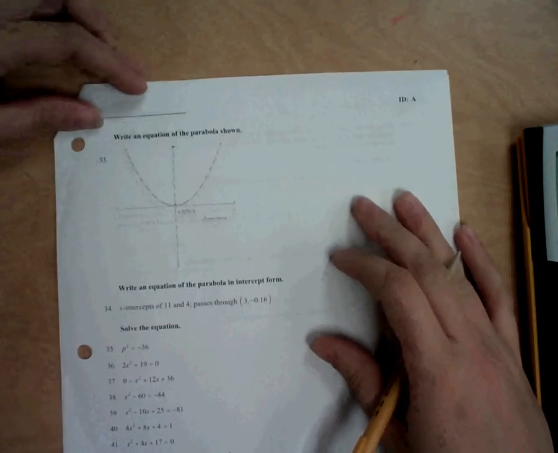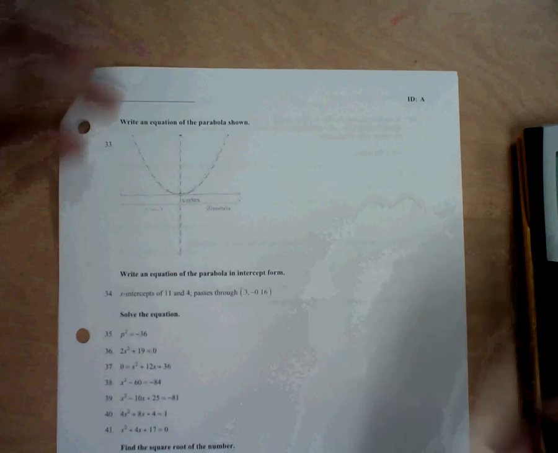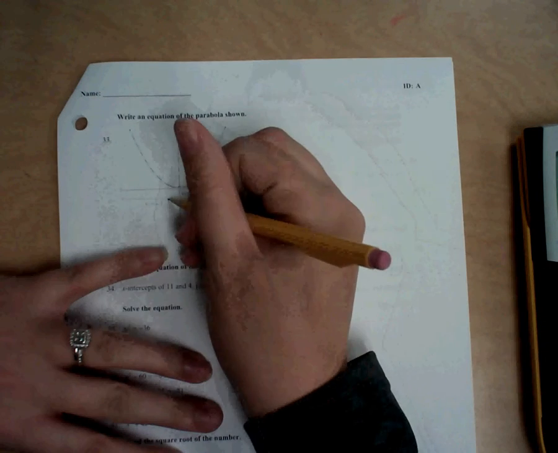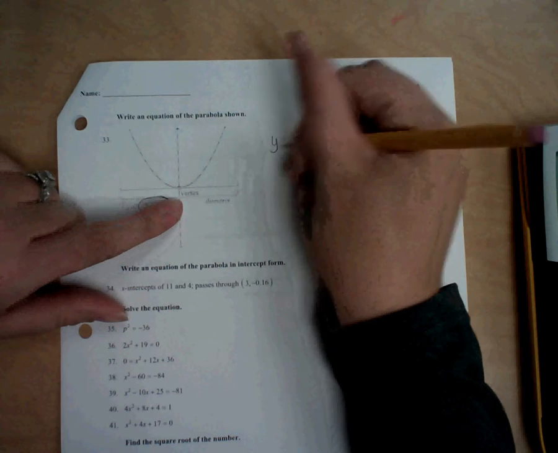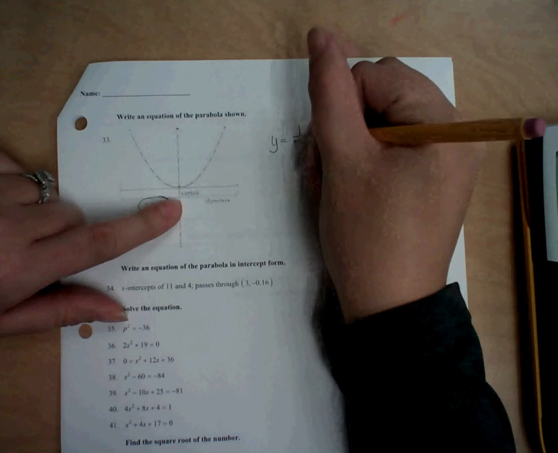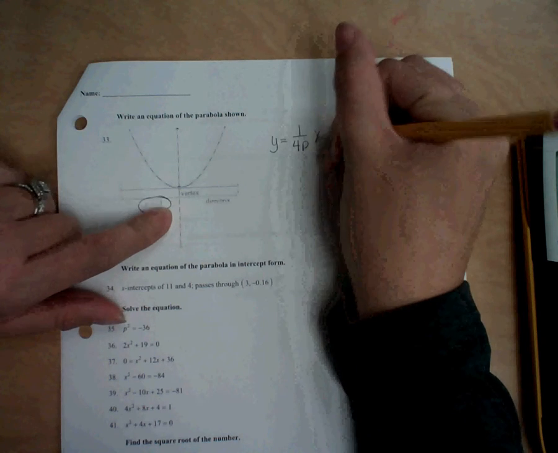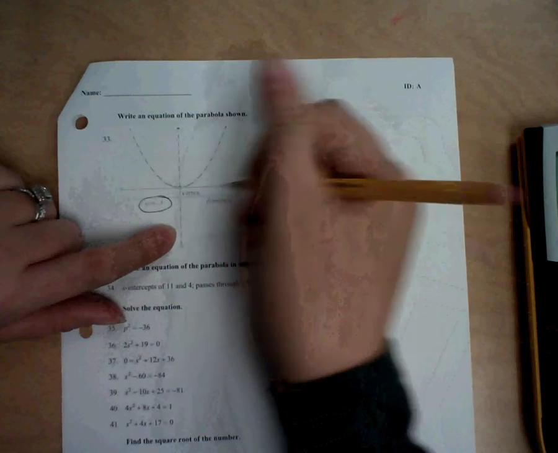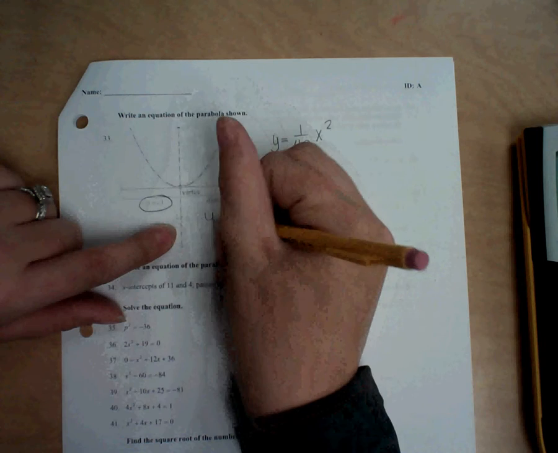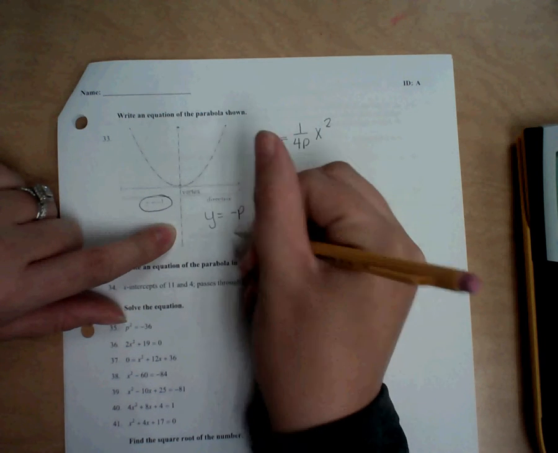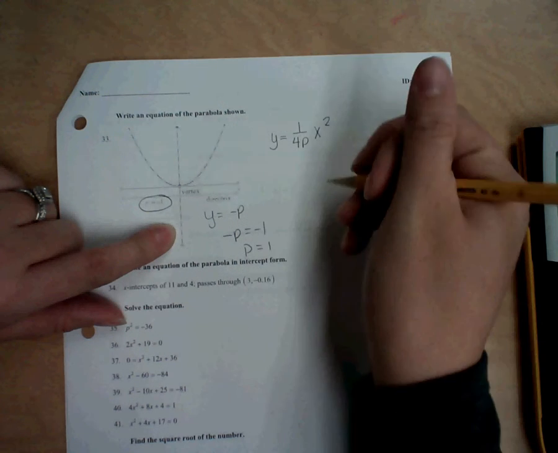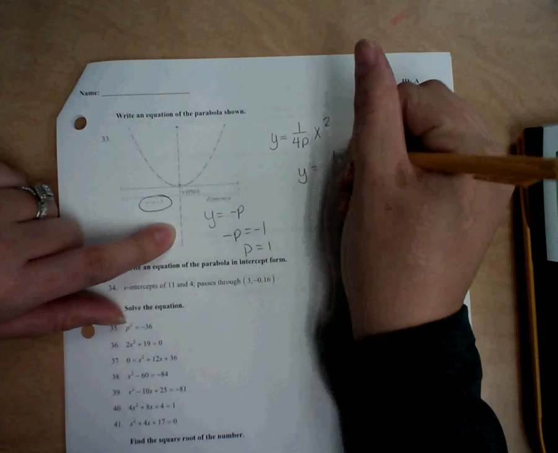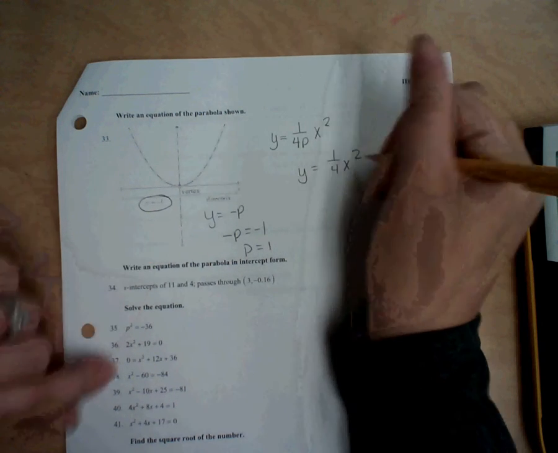Number 33, write an equation for the parabola shown. Alright, so this time it gives me my directrix. So this opens up and down, so it's going to be in the form of y is equal to 1 over 4p x squared. And my p-value, I know my directrix, y is equal to -p. So -p is equal to -1. So positive p is equal to +1. So y is equal to 1 over 4 x squared.